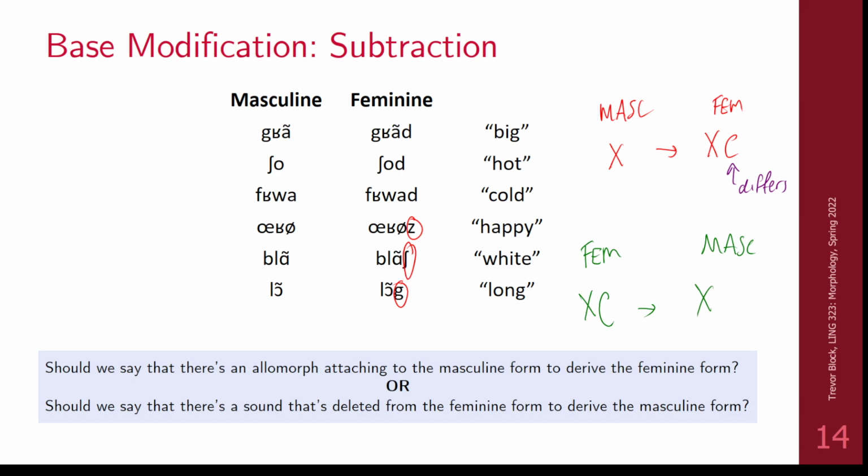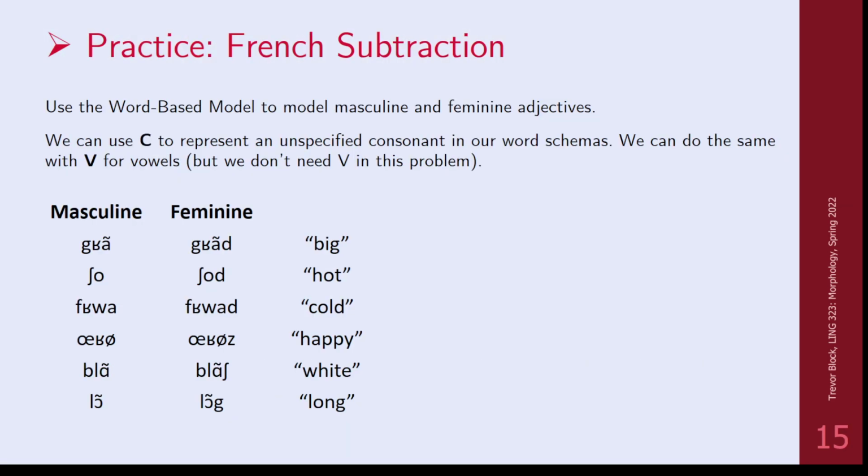So let's say we have this word. We start in the feminine form. To make the masculine form, we just remove the last sound. So we take the G and we just get rid of it. So that's the best way to analyze this. We're removing a sound. So this is what's called subtraction. And to do this, we're going to model it in our word-based model.